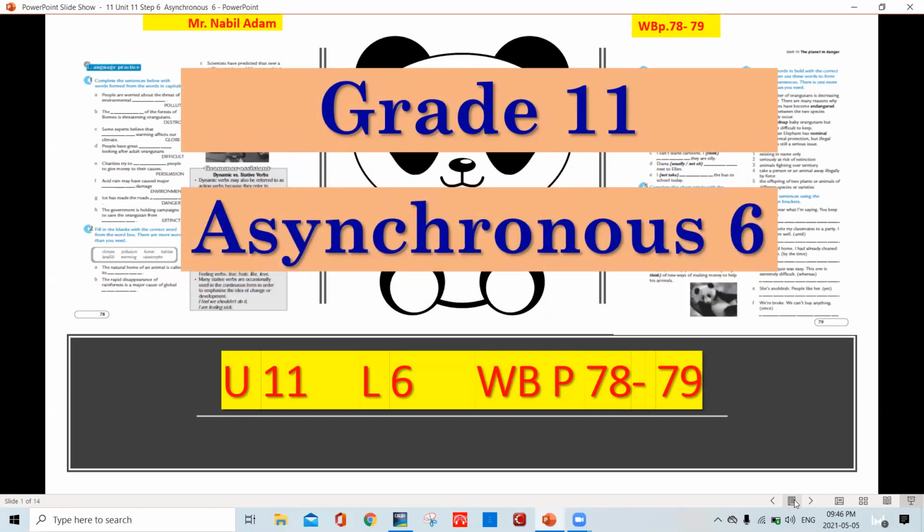We are going to do some exercises for what we studied in lesson 4 and 5. We studied stative verbs and dynamic verbs, compound nouns, etc. And talking about global warming as a serious problem. And today we are going to answer some exercises concerning the topic called the extinction of animals like the panda.